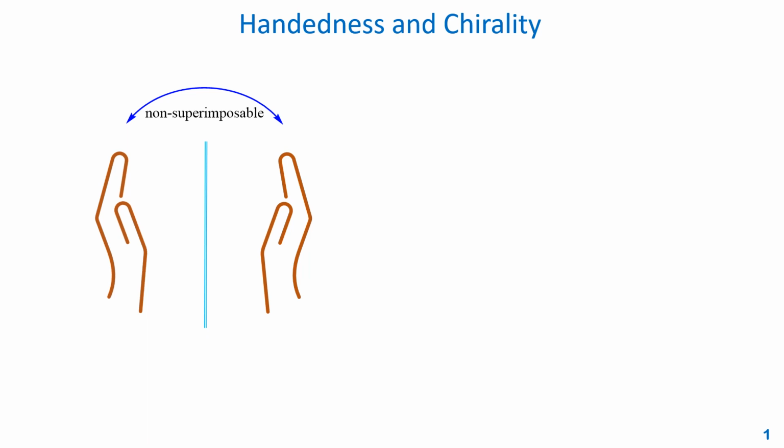This kind of object is called chiral. The name chiral comes from Greek, where it means handedness. It apparently borrows the idea of your two hands.